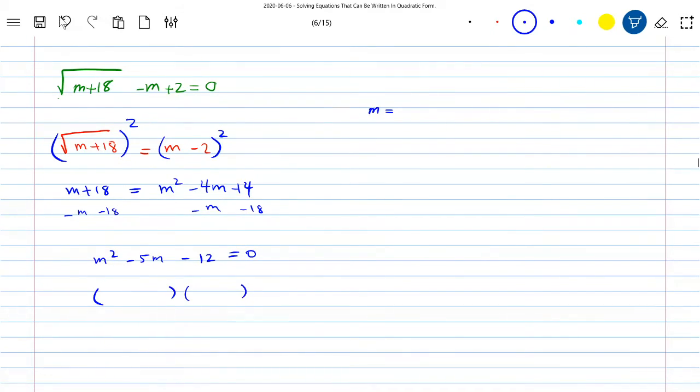m equals negative b, so it is 5, plus or minus square root of... Did I make a mistake anywhere? I don't see. So hopefully, sorry, this is not minus 12. Let me go back. This becomes a mistake that I didn't see. Here, positive 4 and negative 18 is not negative 12. It's negative 14. Equal to 0.